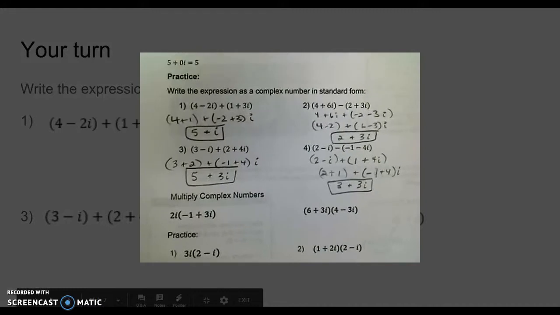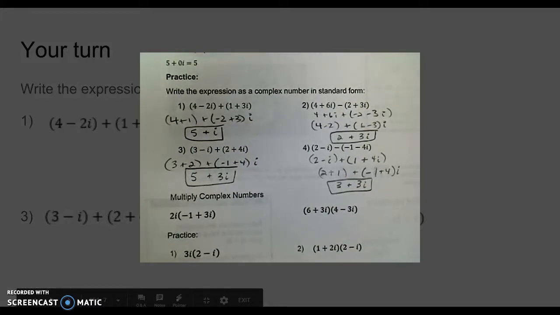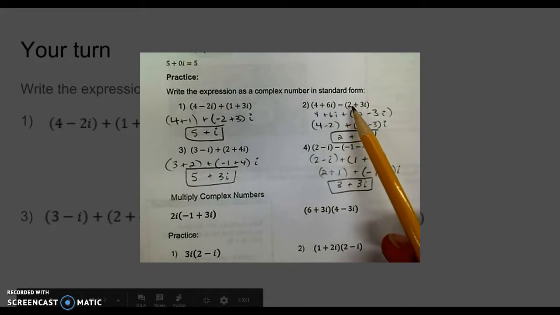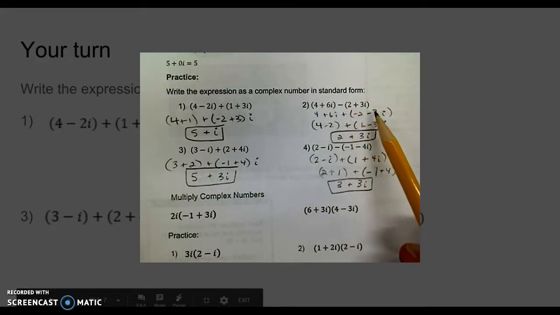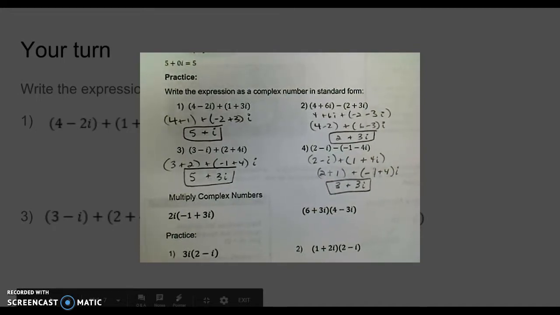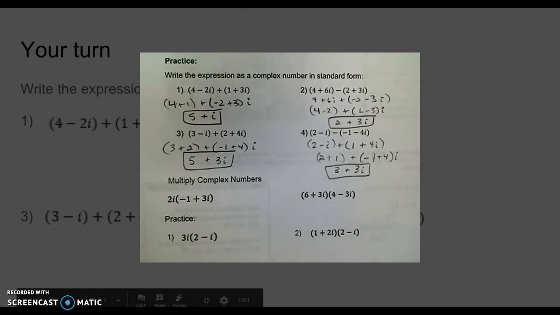So let's go ahead and take a look at some of your work. Number 1 and number 2 are both addition problems. It should be relatively straightforward to group together the real number parts and the imaginary number parts. So number 1, you should have 5 plus i, and number 3, 5 plus 3i. Number 2 looks like 4 minus 2 plus 6 minus 3i. You can see that we distributed this negative sign, so -2 and then minus 3i. So 2 plus 3i is your simplified standard form. And then number 4, 3 plus 3i.